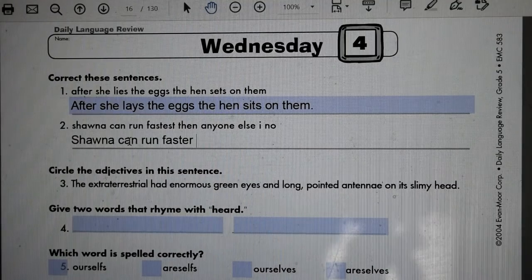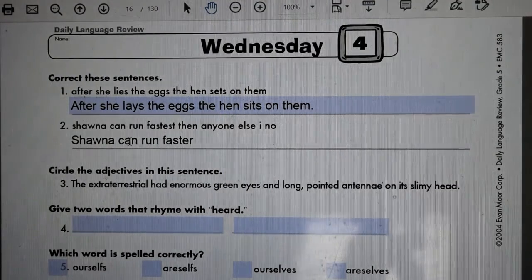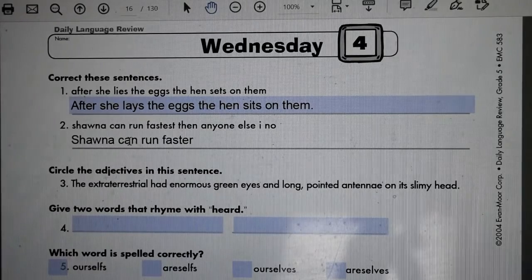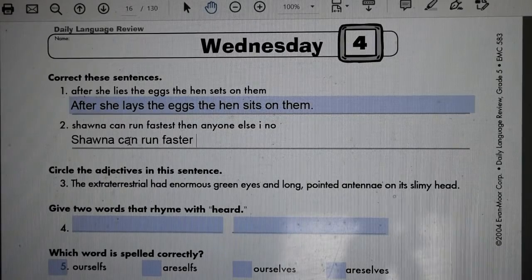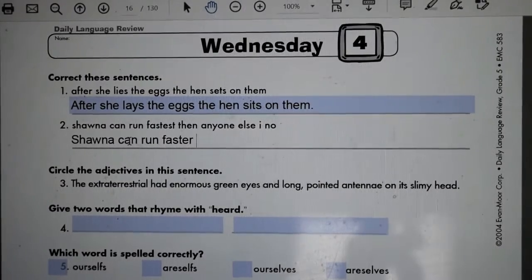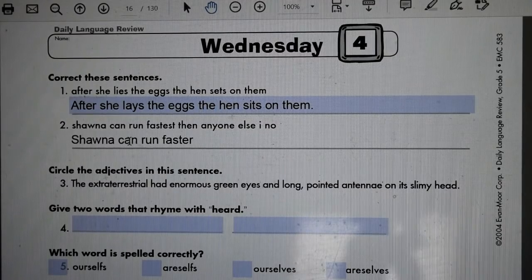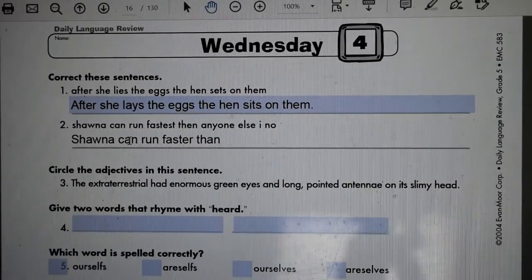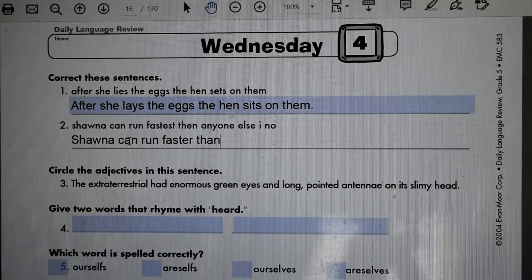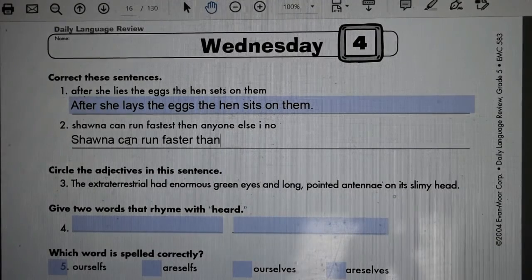Then or than? All right, this is important here. Do I use then or than? Then is an order, like I do this, then I do that. At school, first we have math, then we have recess. But this sentence isn't talking like that. It's comparing things. So it's not then, it has to be than. So you use than when you're comparing things. So here we're comparing Shauna to how fast everyone else is.